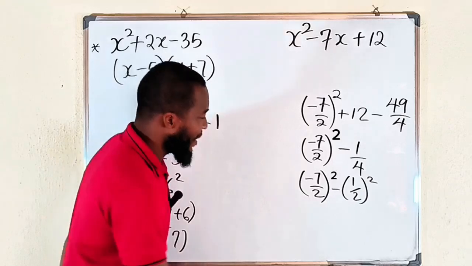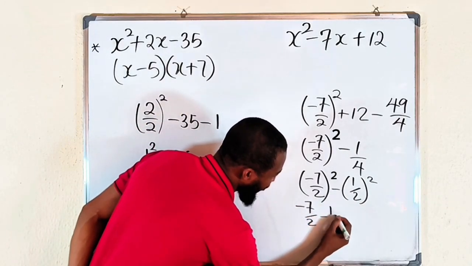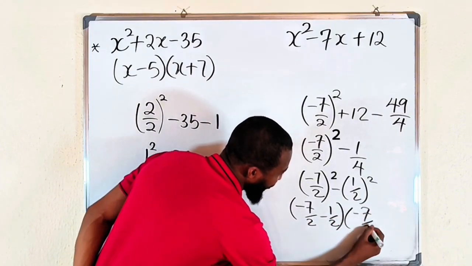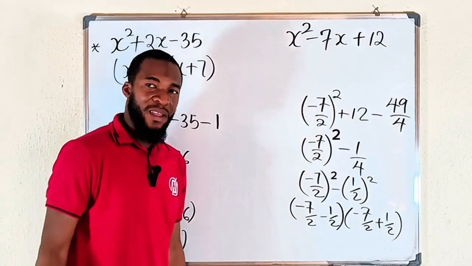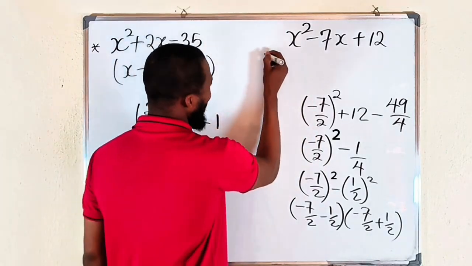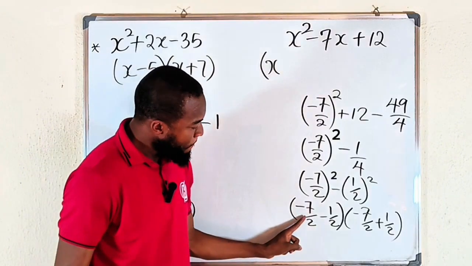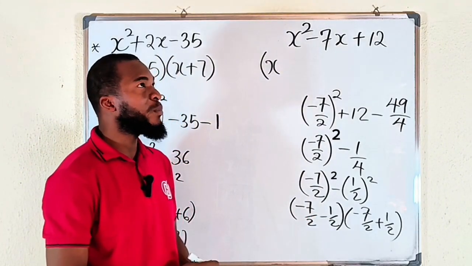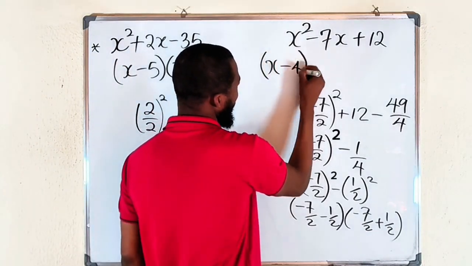Difference of two squares. That is negative 7 divided by 2 minus 1 over 2 times negative 7 divided by 2 plus 1 over 2. Just simplify and you're going to get the factors. So let me just do that directly here. This will be x. What will be this? Minus 8 divided by 2. And minus 8 divided by 2 is minus 4. So this is minus 4, right?